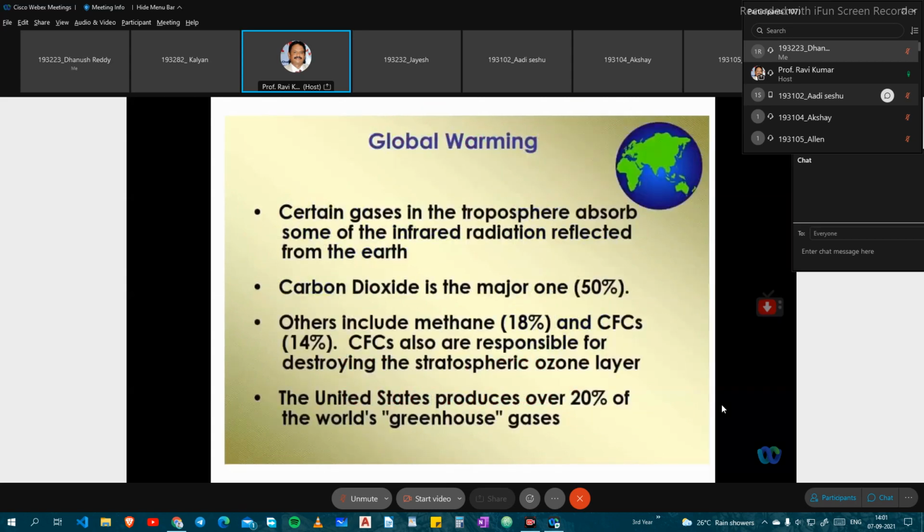And we have global warming. Certain gases in the atmosphere, in the troposphere, absorb some of the infrared radiation reflected from the earth. Carbon dioxide is the major one, playing about 50% of the role. Others include methane at 18% and CFCs, chlorofluorocarbons, at 14%, and chlorofluorocarbons are also responsible for destroying the stratospheric ozone layer. The United States produces over 20% of the world's greenhouse gases.